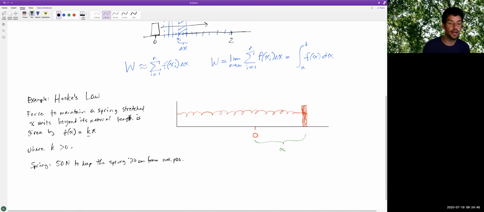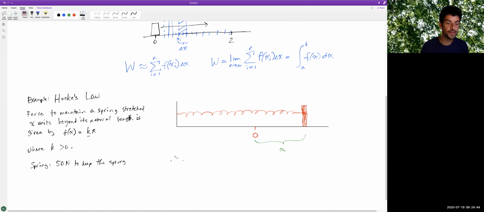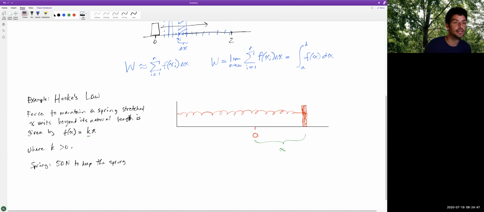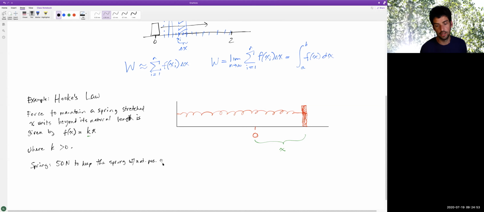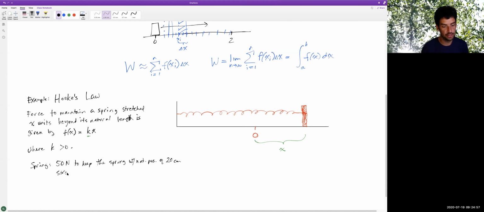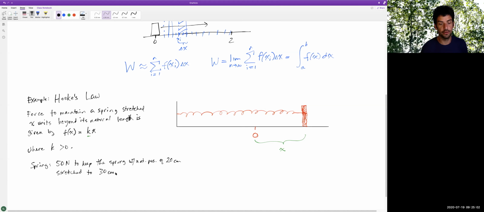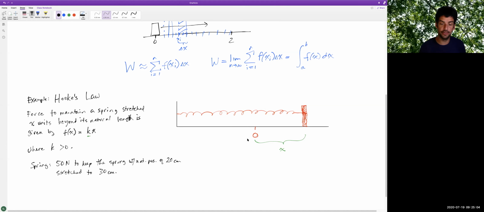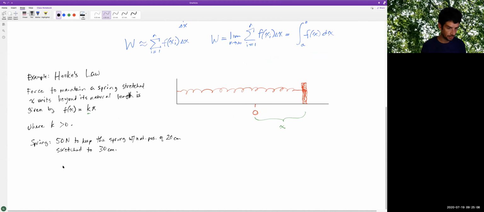Oh, excuse me. That's not. Let me restate this problem. I want to use the problem as I wrote it. To keep the spring with a natural position of 20 centimeters stretched to 30 centimeters. Okay, so its natural position is 20 centimeters, and we're stretching it to 30 centimeters.